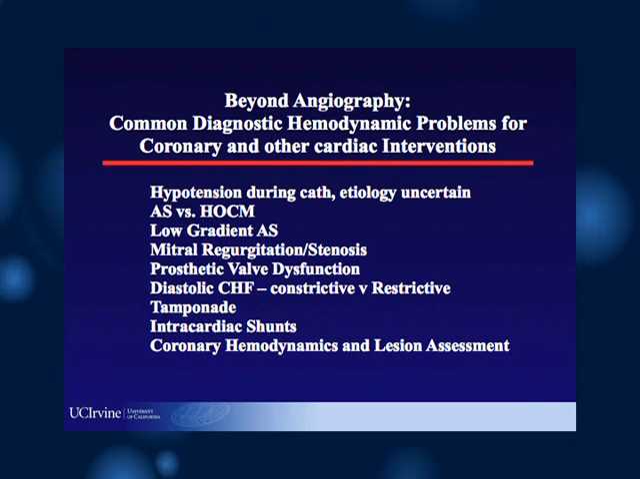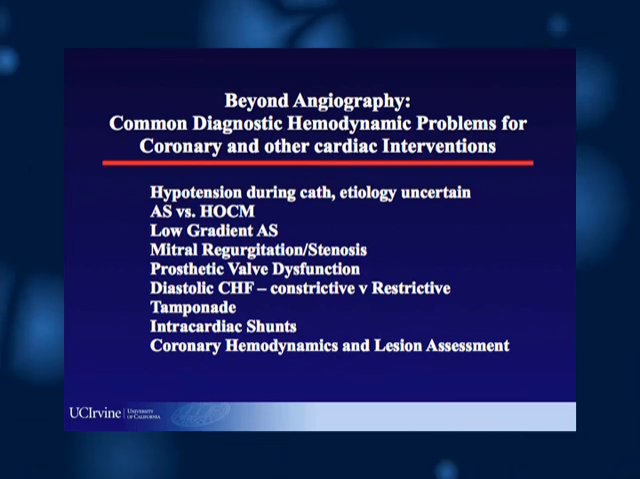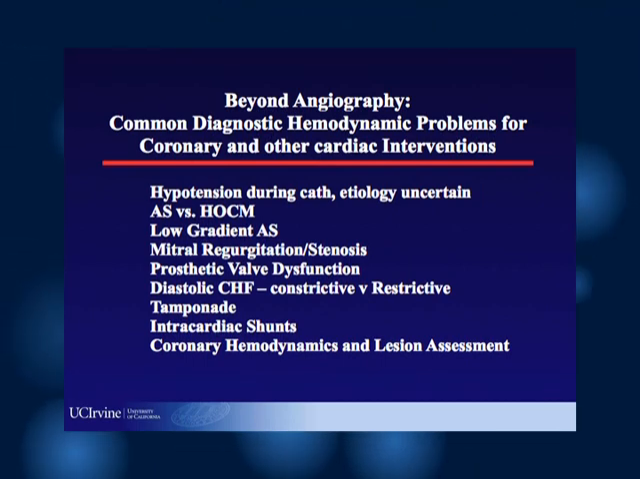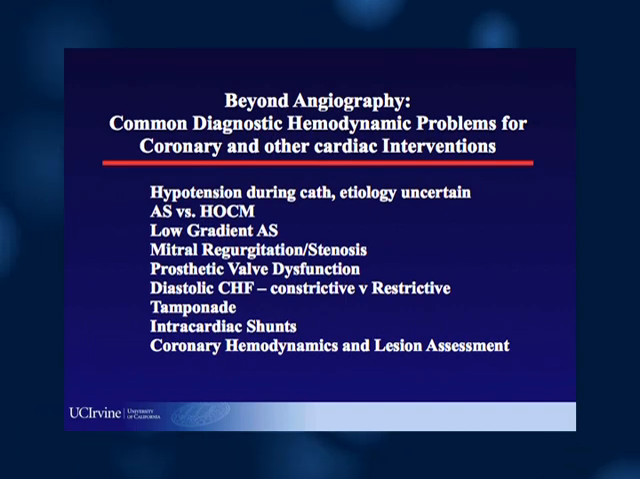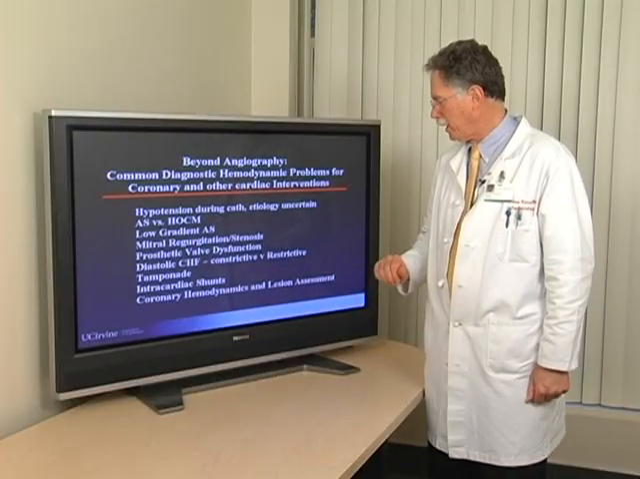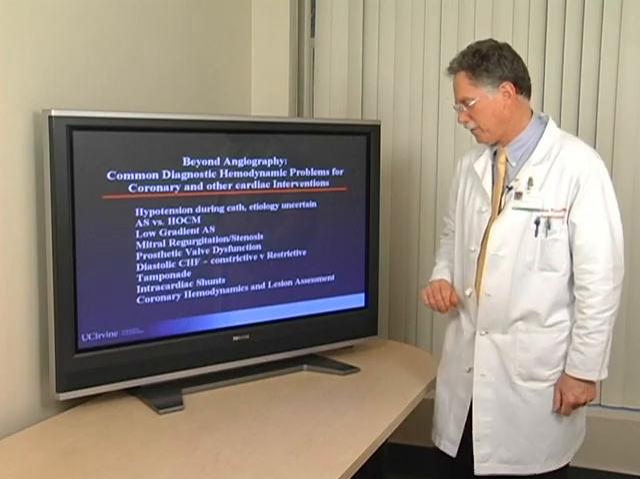We are not going to spend much time talking about low gradient aortic stenosis, but good hemodynamics will provide an answer for that problem. We will discuss mitral regurgitation and stenosis, and it'll be important to employ these techniques when we talk about prosthetic valve dysfunction, constriction and restriction, tamponade, and cardiac shunts. Unfortunately, we're not going to cover coronary hemodynamics and lesion assessment today, although this is my favorite topic.